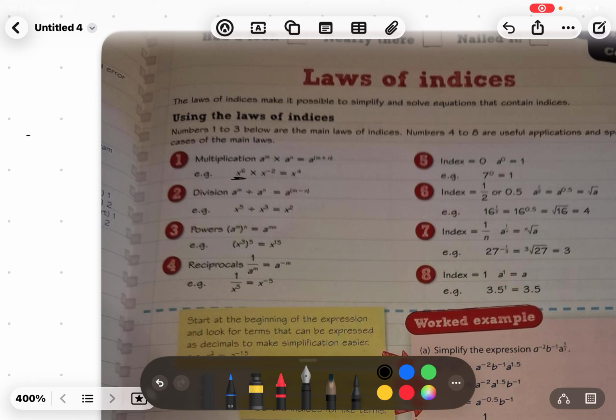So over here we have x and x. x and x are literally the same thing. 6 and take away 2. So 6 take away 2 equals 4. And this x to the power 4 is the same as this equation.